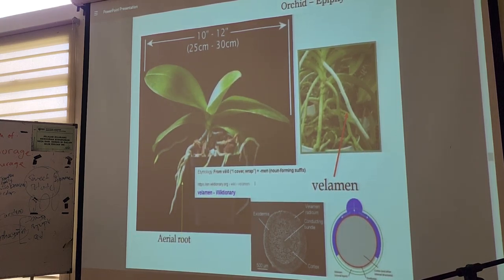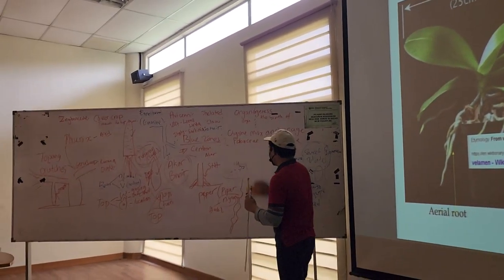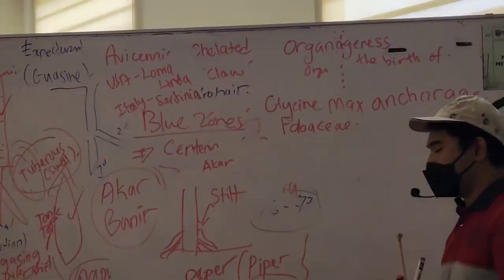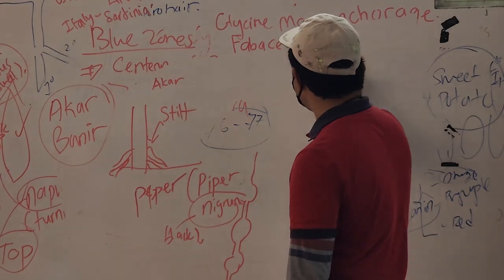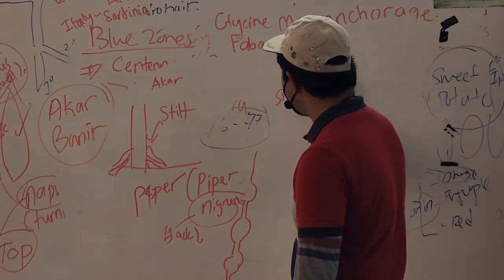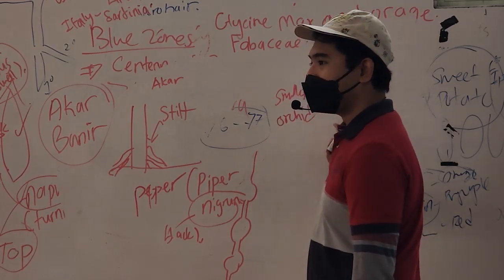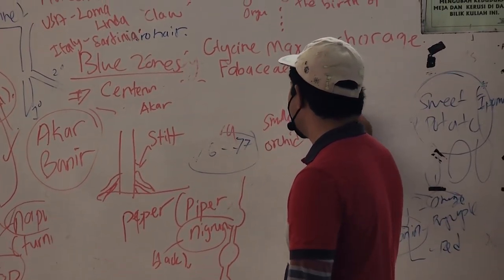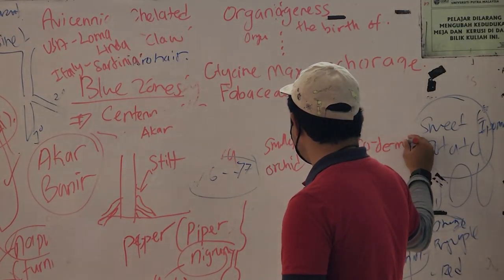Because for orchid, this is a kind of fun fact. Orchid seed is the smallest seed in the world. You know seeds? There is a smallest and biggest. Smallest, orchid. Biggest, coco de mer.